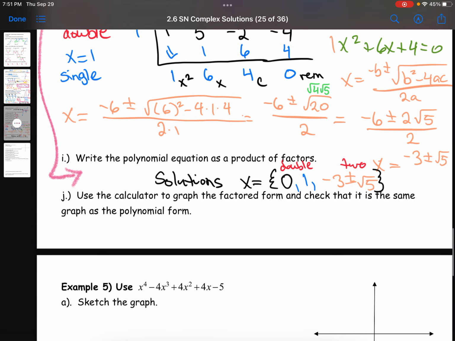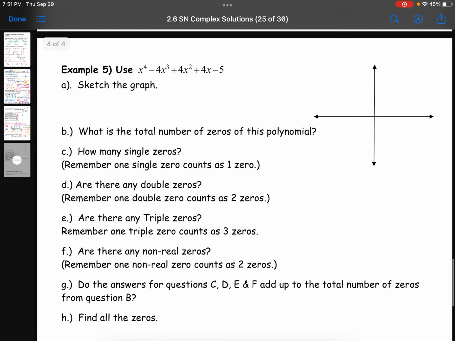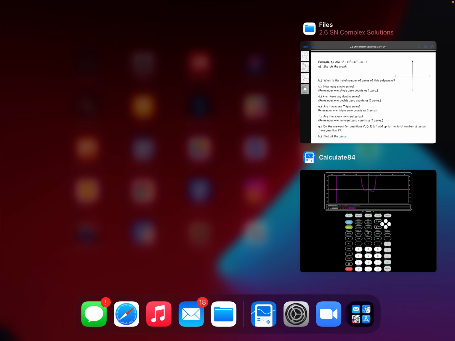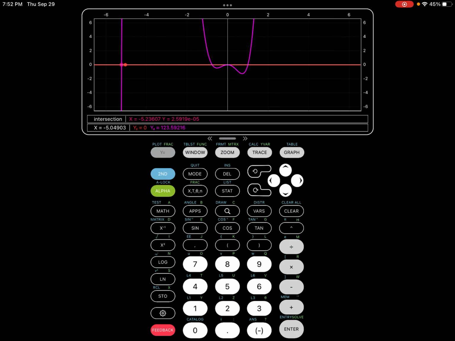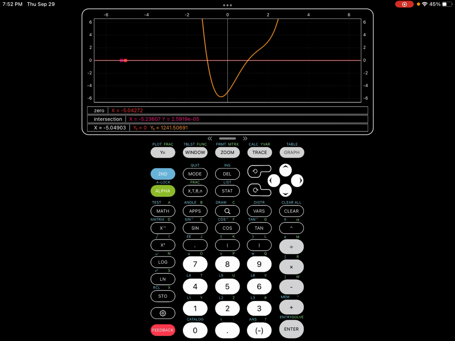Now, if you do that, you'll see it really does work. So, one more problem. Let's look at example 5. We have an x to the 4th, so we are expecting 4 solutions.